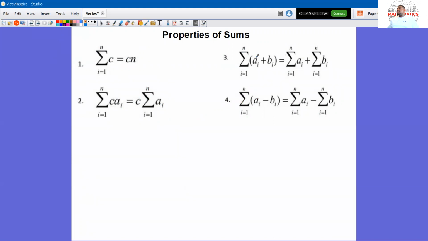Here, if you have two series, okay, if you have two sequences you need to add up together, that's the same as adding the terms of each sequence separately. And then for subtraction, the same thing. You're subtracting two sequences, and that's the same as subtracting the sequences of each by themselves.